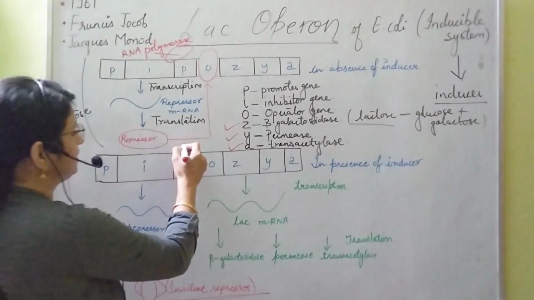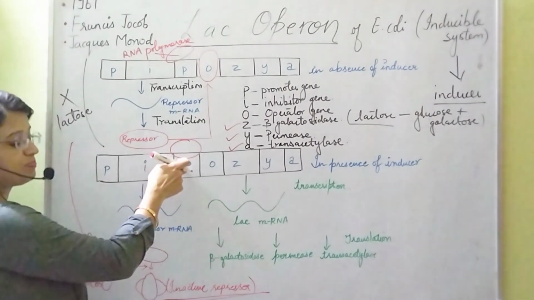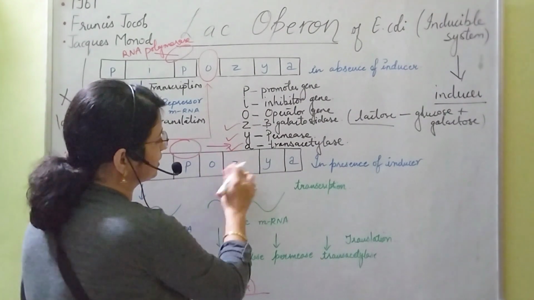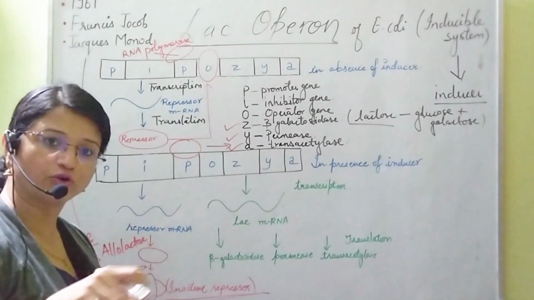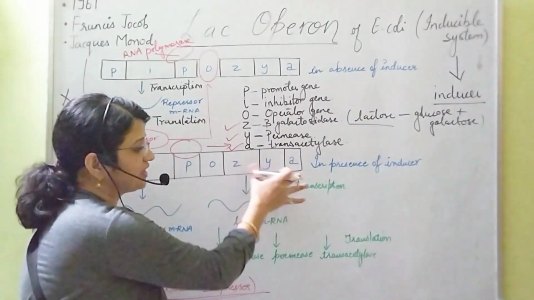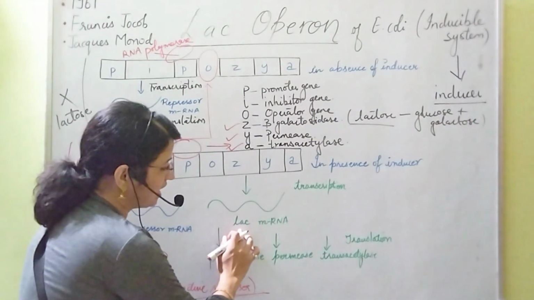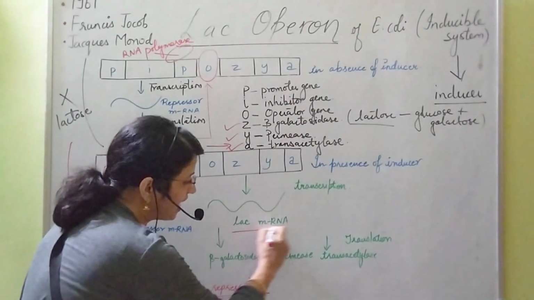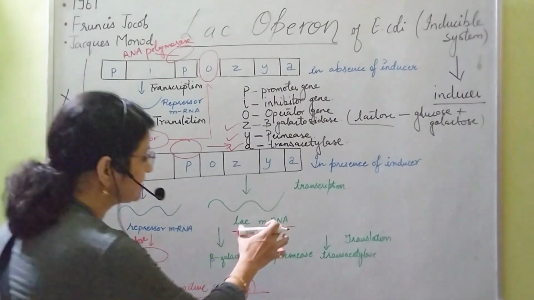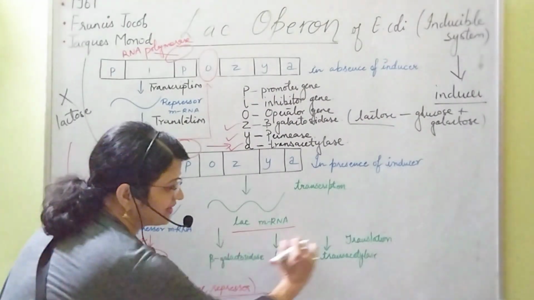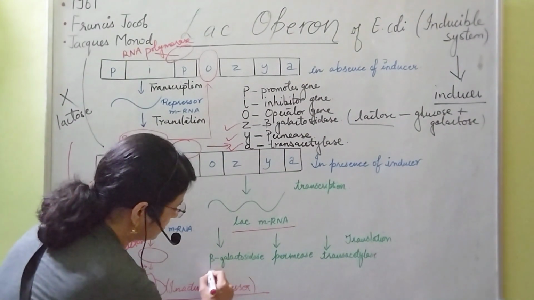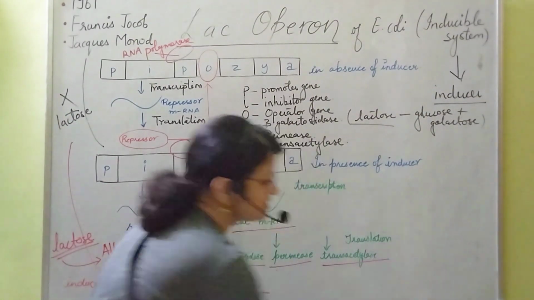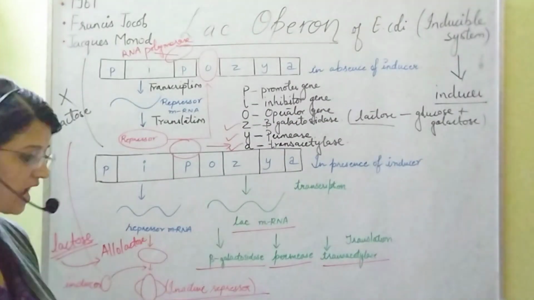Clear? Now what will happen? This RNA polymerase, which is bound to the promoter gene, can now slide over the structural gene. When it slides over the structural gene, the transcription process will take place. The messenger RNA which is formed is known as Lac messenger RNA. This Lac messenger RNA will undergo translation and produce the enzymes beta galactosidase, permease and transacetylase. Clear?